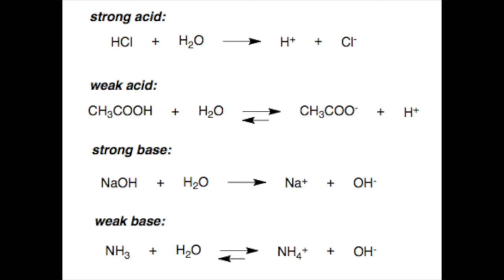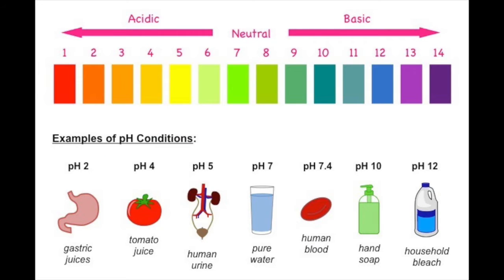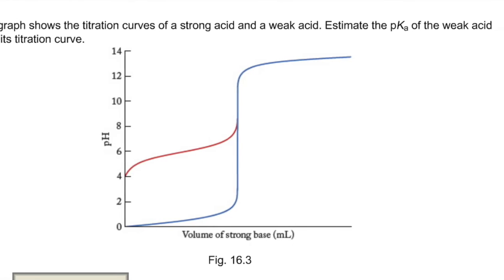So what does it mean to be reversible? Reversible reactions, like weak acids and weak bases, means that the products can form from the reactants and the reactants can form from the products. In the next part of this video, you will see how strong acids, strong bases, weak acids, and weak bases differ in their mode of calculating the pH.